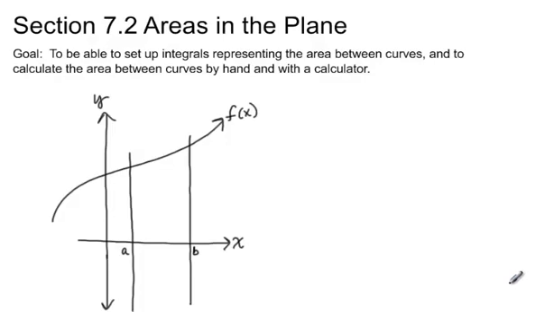Today we're going to talk about finding the area under a curve given a starting point and an ending point, and you guys already know how to do this. So why don't you go ahead and write an integral for the area under this curve, which we've called f of x, from a to b. Everybody go ahead and do that right now.